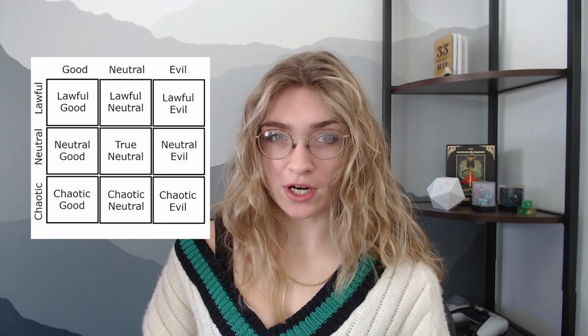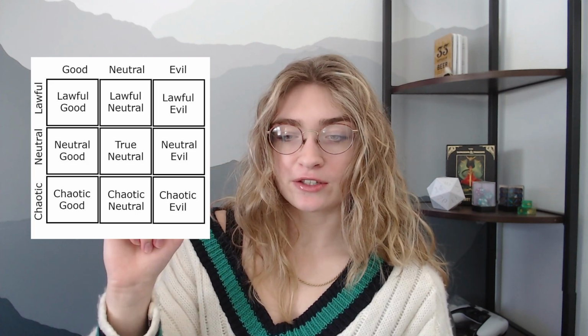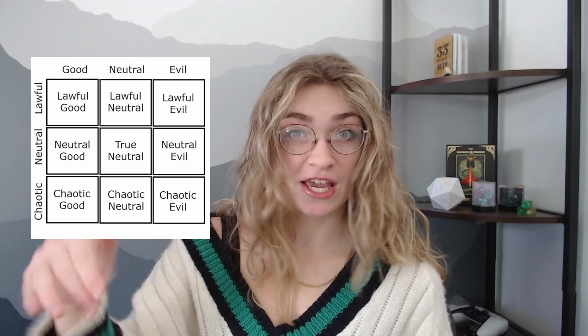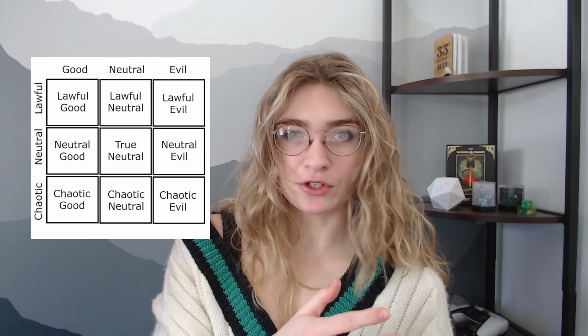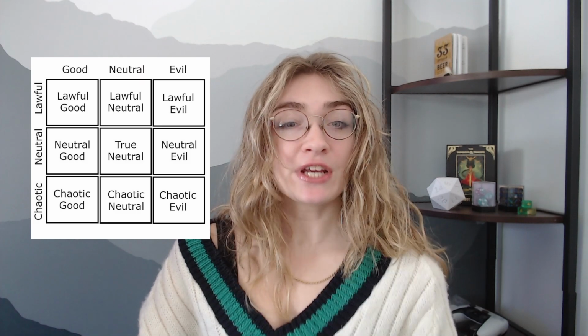Alignment. This is probably a chart you've seen before. You can be true neutrals right in the center. Then there's the scale of lawful to chaotic and the scale of good to evil. So you can be anything in that 9 box there. This affects how your character acts and usually kind of works with a class or a race that you've picked.